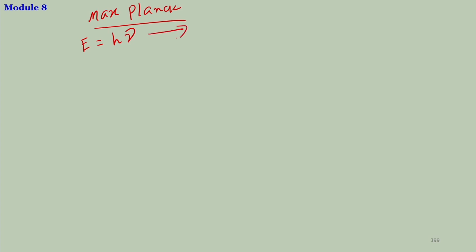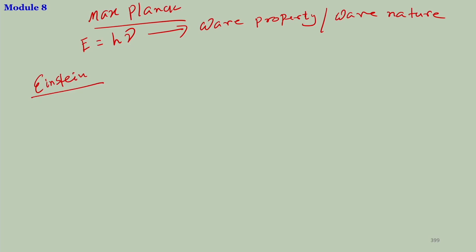So, according to Max Planck, a radiation has a wave property or wave nature, and later according to Einstein, a radiation can be considered as a particle, which means matter, and a particle will have a definite mass. So, the energy of a radiation considering its particle nature should be E equals m c square, where m is the mass of the particle, c is the velocity of light, and this is considering the particle nature.